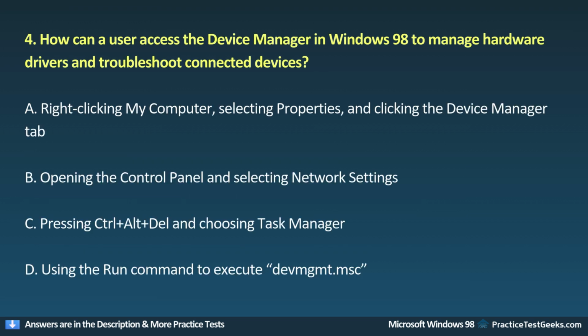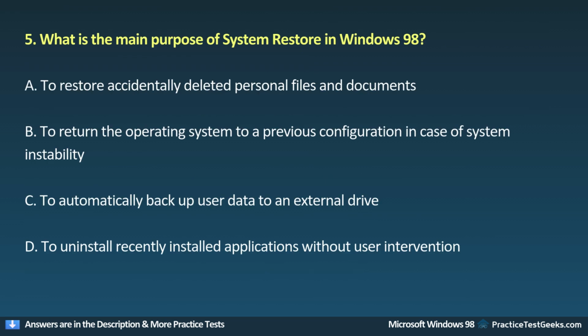4. How can a user access the Device Manager in Windows 98 to manage hardware drivers and troubleshoot connected devices? A. Right-clicking My Computer, selecting Properties, and clicking the Device Manager tab. B. Opening the Control Panel and selecting Network Settings. C. Pressing Ctrl-Alt-Del and choosing Task Manager. D. Using the Run command to execute devmgmt.msc.